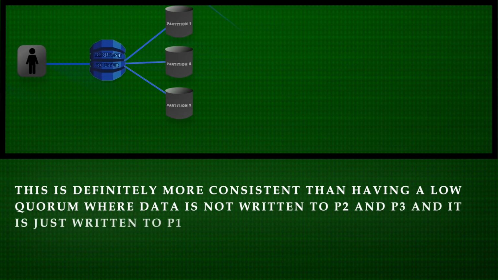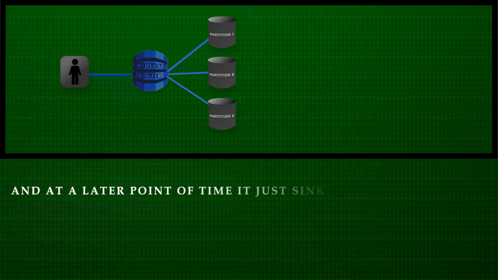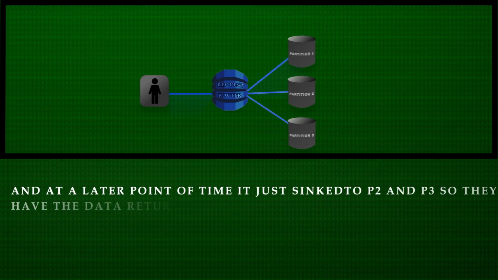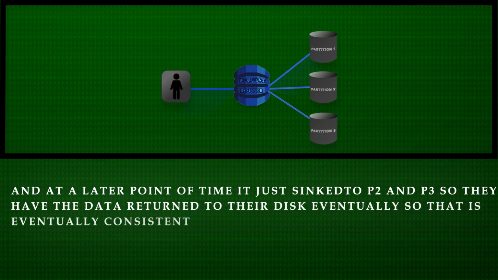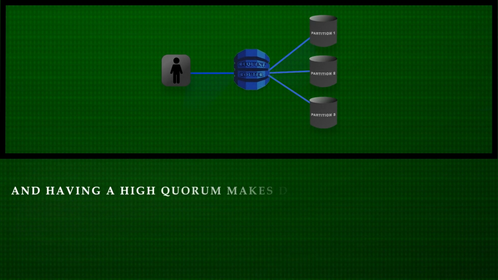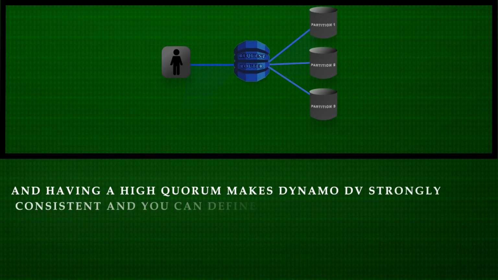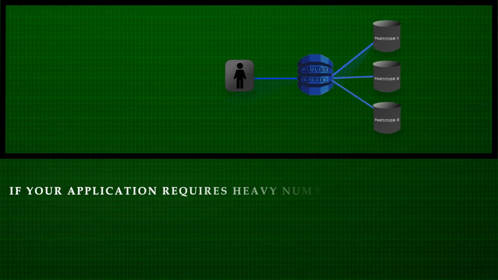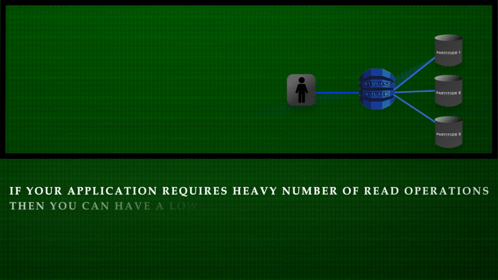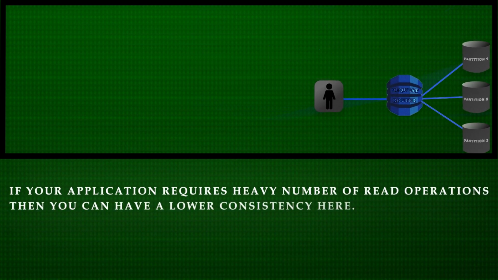And this is definitely more consistent than having a low quorum, where data is not written to P2 and P3 and it is just written to P1, and at a later point of time it is synced to P2 and P3, so they have the data written to their disk eventually. So that is eventually consistent, and having a high quorum makes DynamoDB strongly consistent. And you can define this in the settings yourself. If your application requires a heavy number of read operations, then you can have a lower consistency here.